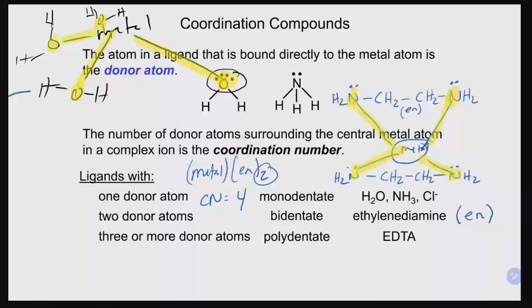So sometimes, again, like I said, people look at a formula and go, oh, the little subscript's 2, so that's the coordination number. You just got to be aware if it is monodentate, or bidentate, or even polydentate, as we'll talk about in a second.